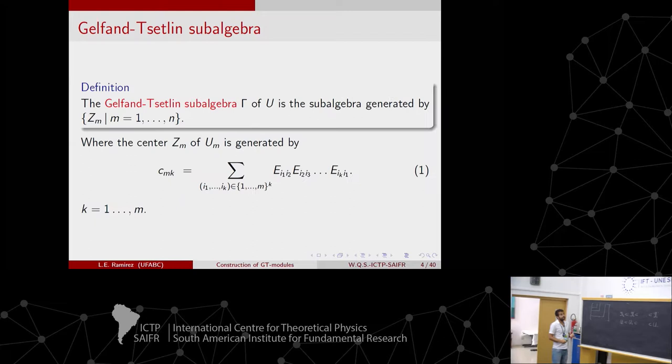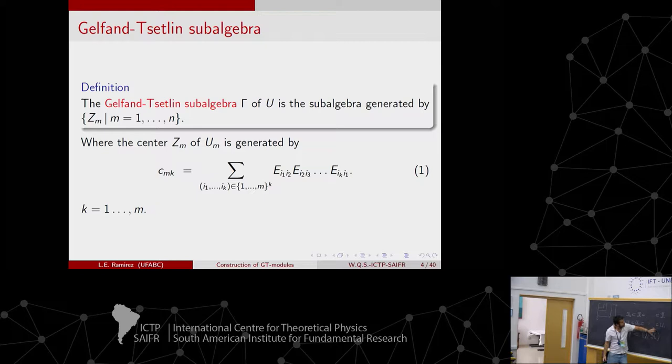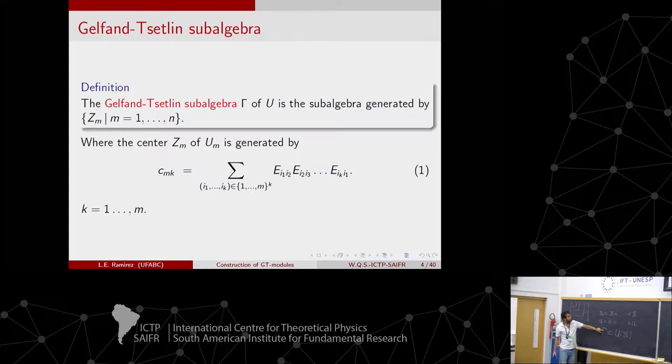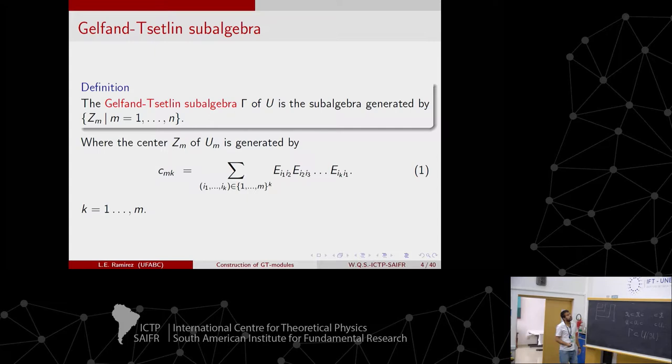Then it is possible to construct this very nice subalgebra of the universal enveloping algebra of GLn. Consider the center of U1, the center of U2, etc. This collection of centers gives you the generators of gamma. This subalgebra gamma is called the Gelfand-Tsetlin subalgebra, and it has a very nice property. It is commutative by construction, and also it is a maximal commutative subalgebra. You can also give explicitly generators of this gamma.